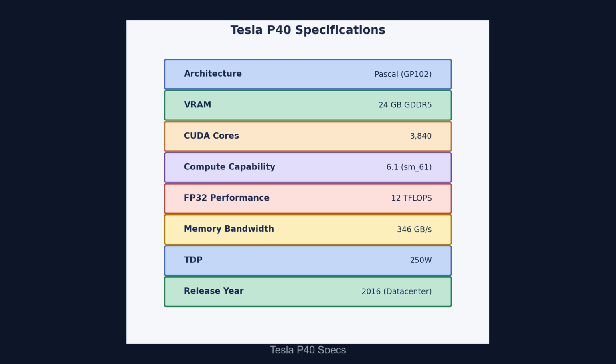Additionally, the thermal design power is rated at 250 watts, so it's important to ensure proper cooling in your setup. Released in 2016, this GPU remains a reliable choice for data center applications. Understanding these specifications will help you maximize the performance of your model fine-tuning. Next, make sure your setup meets these requirements before proceeding.